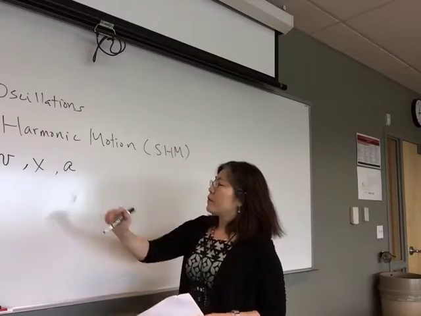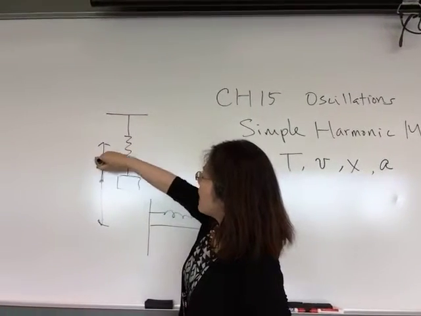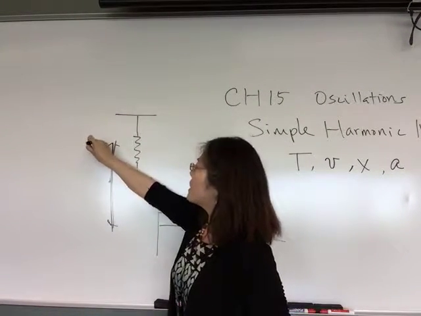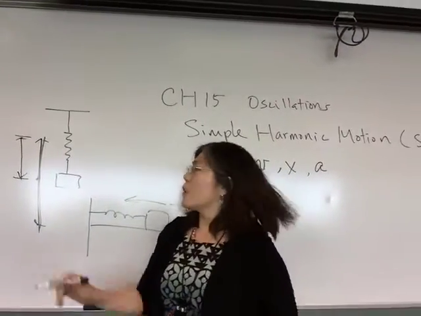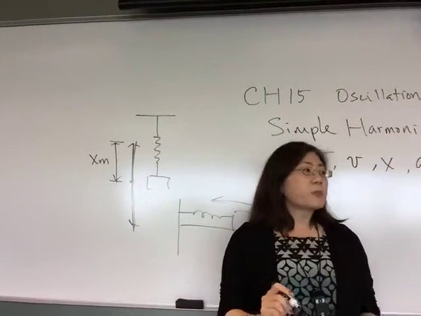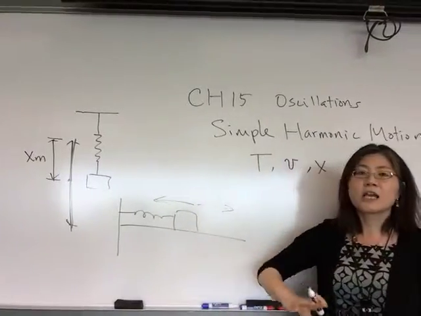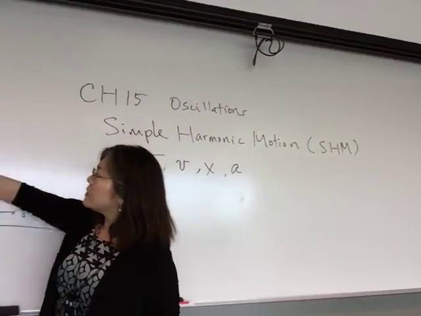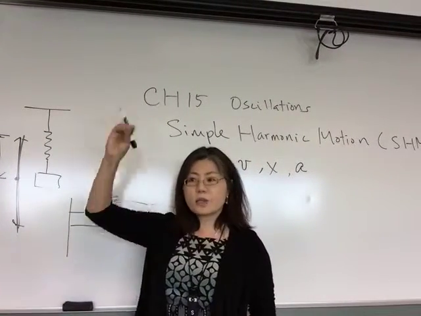Okay, so let's say this is a reference point and it just goes up and down. You can see that there is a maximum amplitude that you can achieve. This is what we call xm, which is the maximum displacement, and we call that the amplitude. So the maximum displacement is what we call the amplitude. How do we describe the motion of the block that's going in this direction?